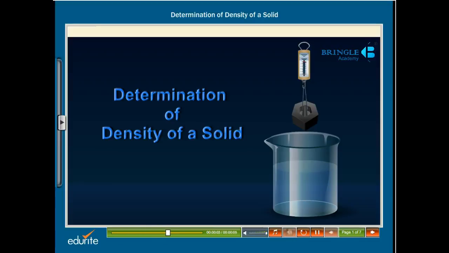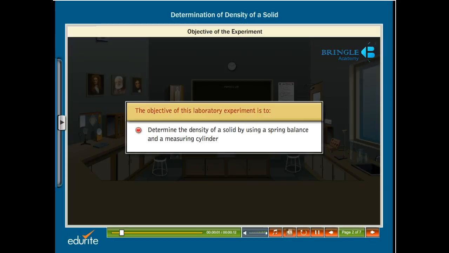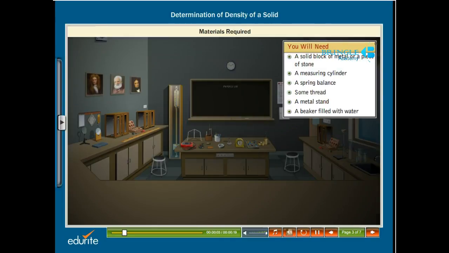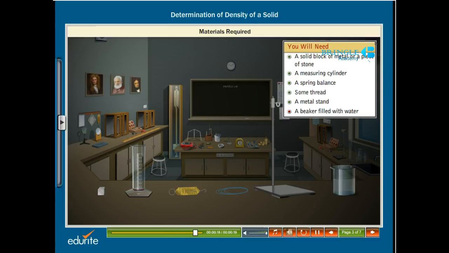Determination of density of a solid. The objective of this laboratory experiment is to determine the density of a solid by using a spring balance and a measuring cylinder. To conduct the experiment, we will need a solid block of metal or a piece of stone, a measuring cylinder, a spring balance, some thread, a metal stand, and a beaker filled with water.